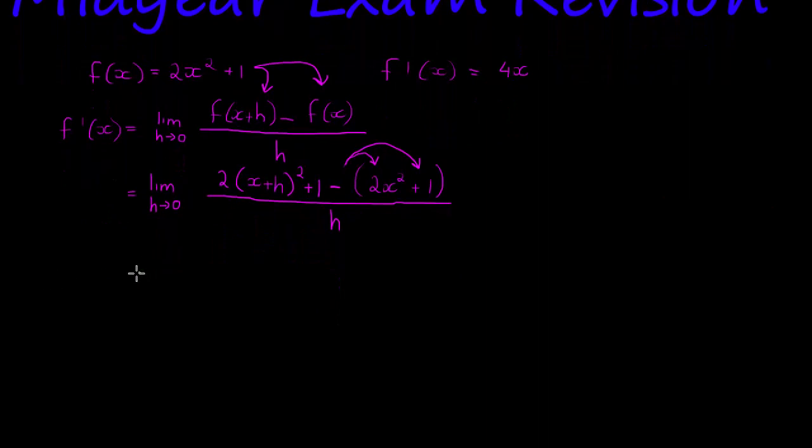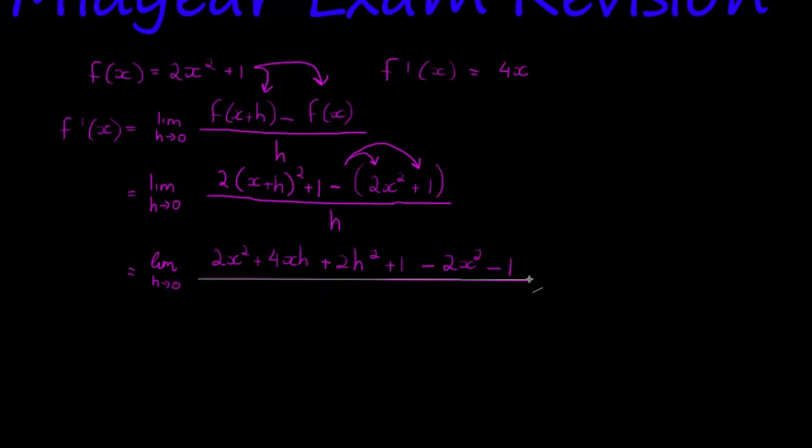Now you see, we can still not substitute the h, so we're going to have to continue to simplify. And simplification in these questions, this is a very easy one, but simplification in these questions usually requires factorizing out the h and then cancelling it. So you'll see that's where it's leading to. When I multiply this out, I get 2x squared plus 4xh plus 2h squared plus 1 minus 2x squared minus 1. And all of that is over the h.